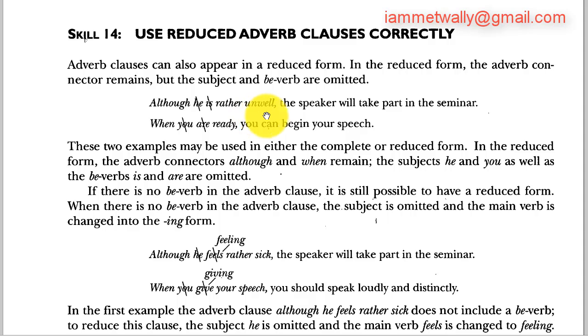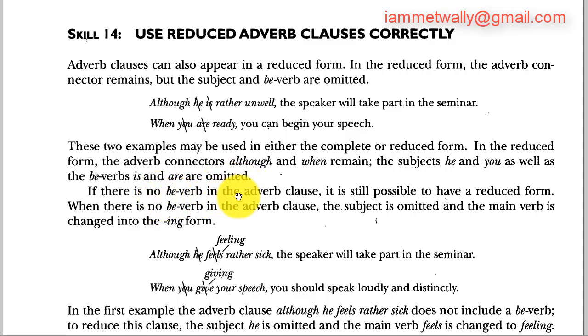Although he's rather unwell, the speaker will take part in the seminar. I can remove "he" and I can remove "is." When you are ready, you can begin your speech. These two examples may be used in either the complete or reduced form. In the reduced form, the adverb connectors "although" and "when" remain. The subjects "he" and "you," as well as the be verbs "is" and "are," are omitted.